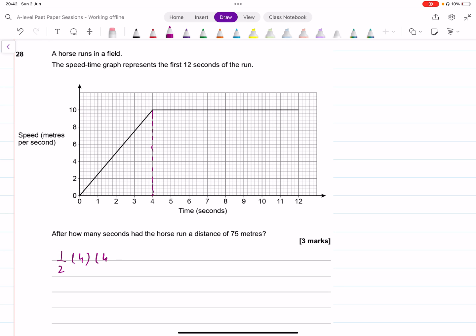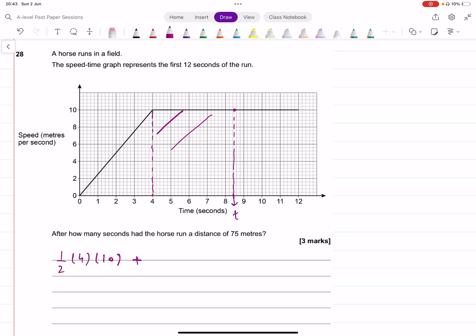So in the first 4 seconds, sorry, 4 into 10, in the first 4 seconds, the horse has already traveled 20 meters, right? This is 2 into 10, that's 20 meters. Now, how much more does he need to get to 75? We don't know where that point is going to be, but let's just say it's somewhere here. After how many seconds? That's what you're looking for. I'm just marking this randomly here. Let's say this is T, okay?